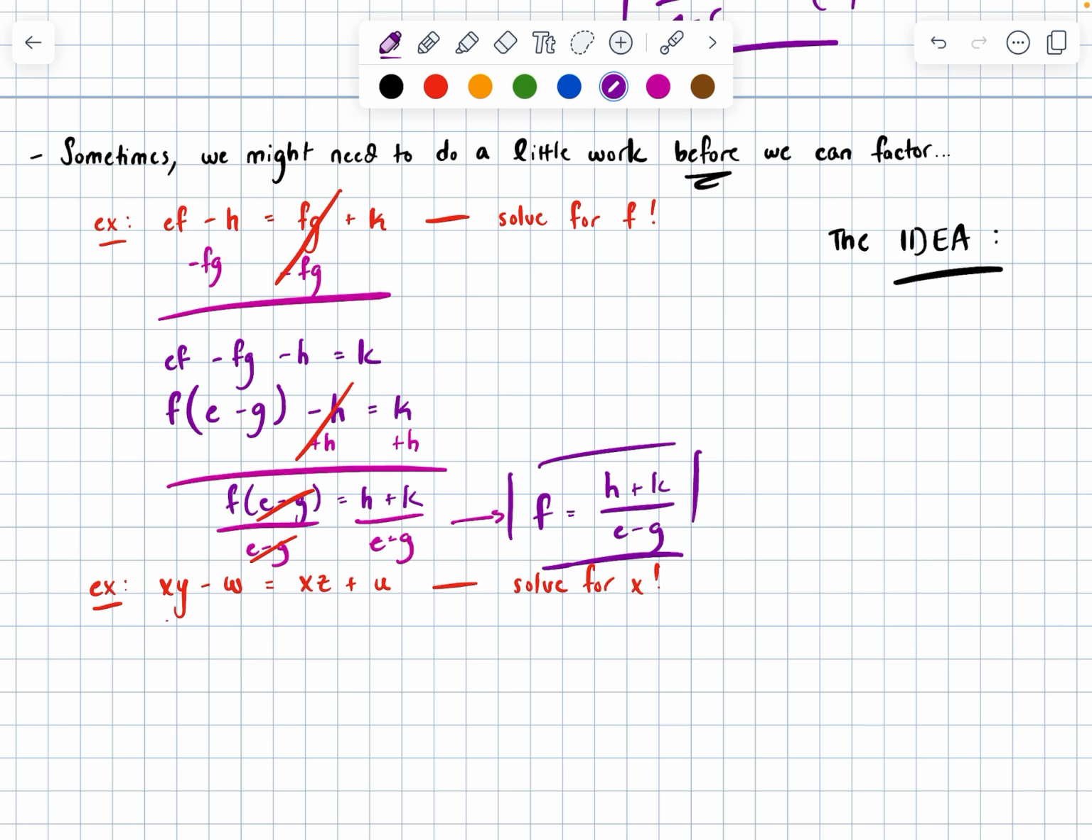Magnificent. And finally, xy minus w equals xz plus u. I want to solve this equation for x. Give yourself a 2-minute timer. Same idea as before. I've got x's on opposite sides of the equal sign. I want to make a choice here so that it's in a position where I can use my skill of factoring to turn those two x's into one. Go ahead, play around. And for the last time of Unit 1, we'll chat.